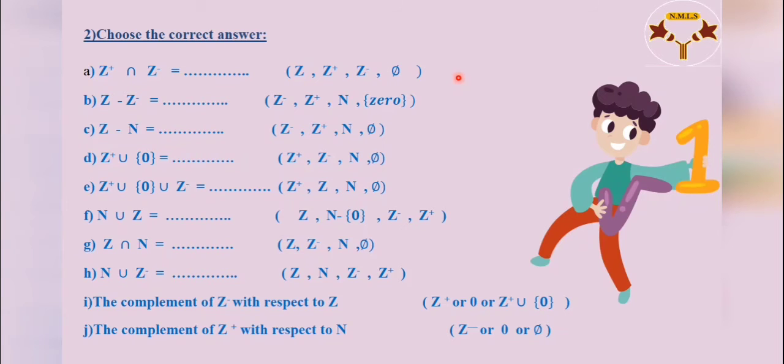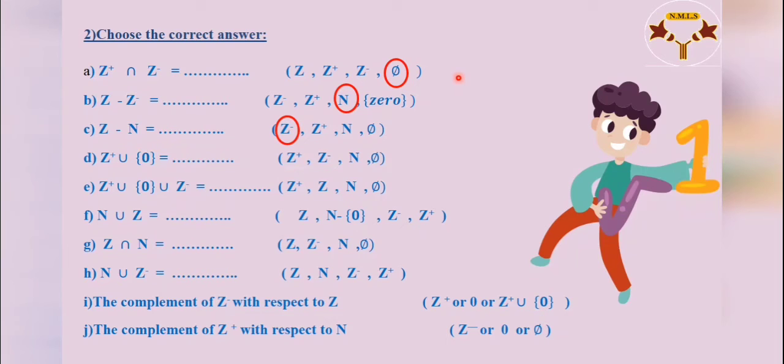The next question, choose the correct answer. Z positive intersection Z negative. We said that there is no intersection between Z positive and Z negative, so I will choose phi. Z difference Z negative. We said that Z subtracted from it Z negative, and I will have N. Z minus Z negative, I will have N.